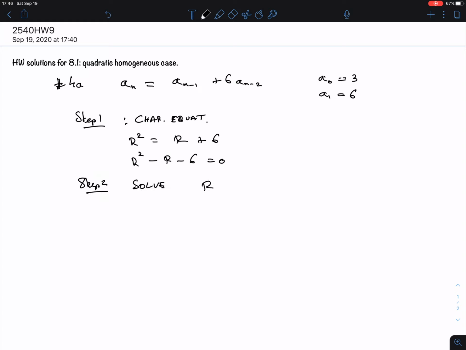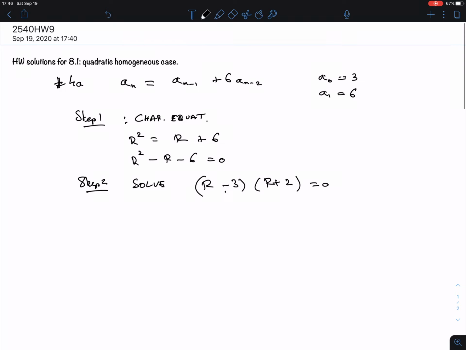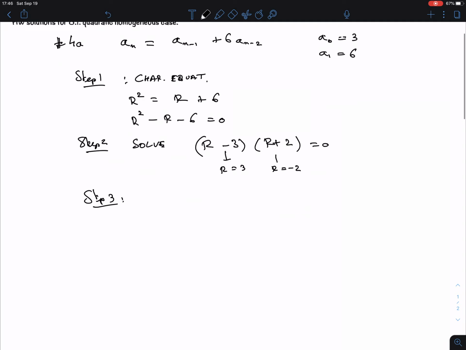And so for factoring, we have to find 2 factors that multiply to negative 6 and add to negative 1. So I think minus 3 and plus 2 would do the job, right? So r minus 3 times r plus 2 is 0, so we know that r is 3, and also r is negative 2. Okay, so step 3 is then proposing a solution.